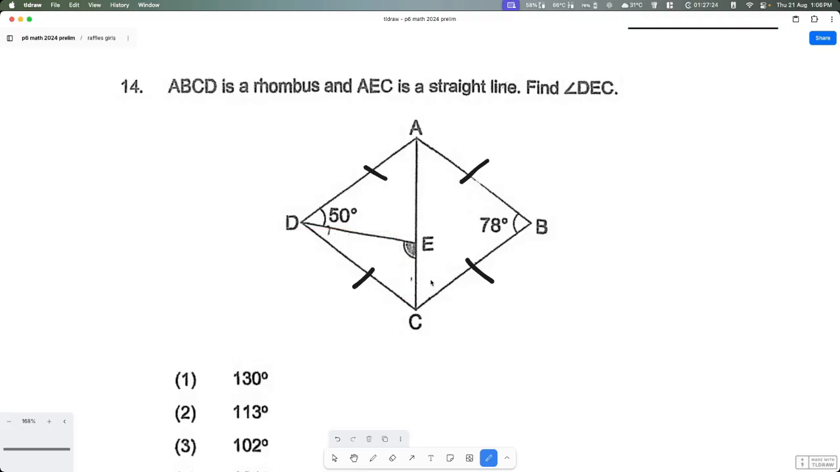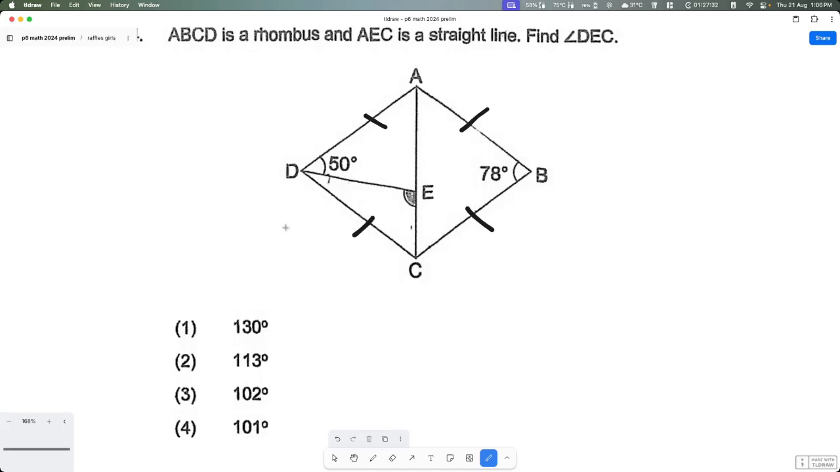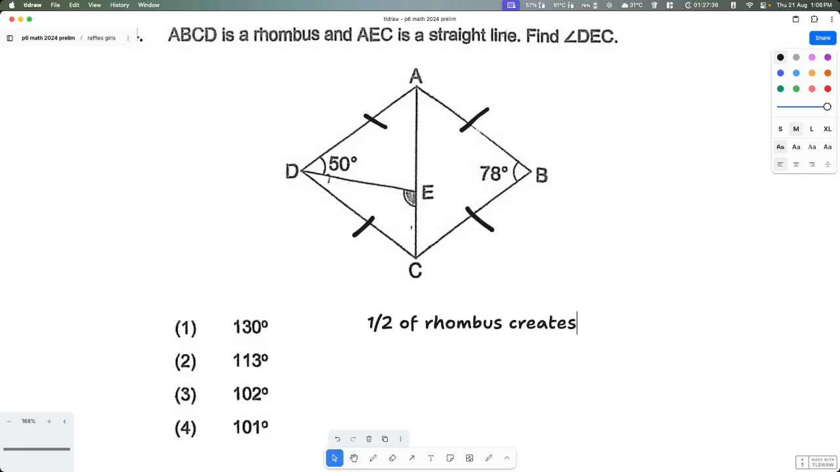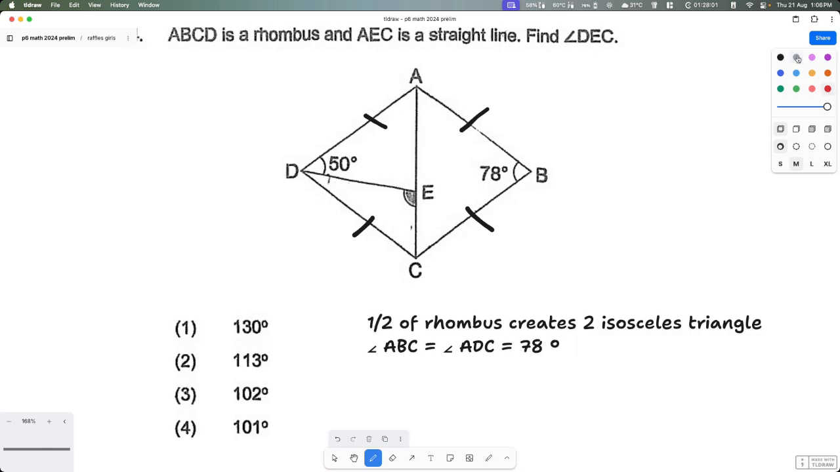All right, so what we can do is get ADC. Half of a rhombus creates two isosceles triangles, right? Then angle ABC is equal to angle ADC, which is equal to 78 degrees. All right, so with that, we want to get this.